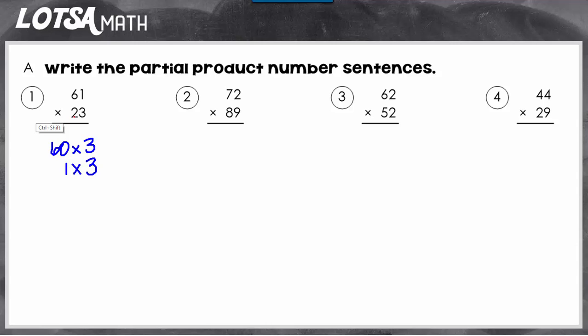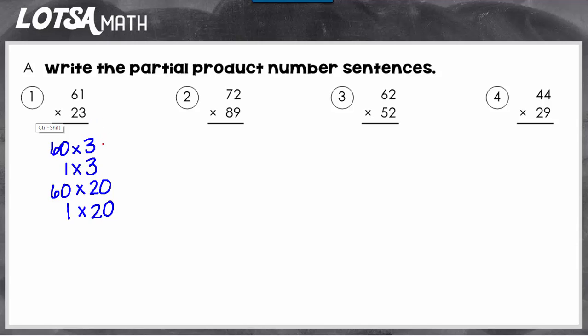But we can't forget about the value of this 2. So we need to go back to the 61, back to the top factor, and multiply the top factor by 2. But we're not really going to multiply by 2 because its value is 20. So we need to take the values in the top factor and multiply them by 20. We're starting with the 6, so the value of the 6 is 60, and we're going to multiply it by 20. Now with the 1, the value is 1, and we're going to multiply it by 20 as well.